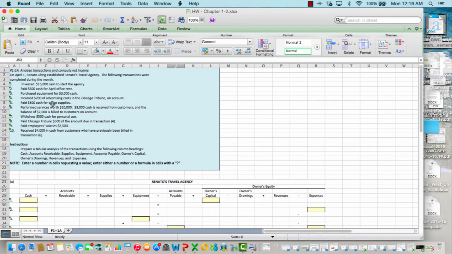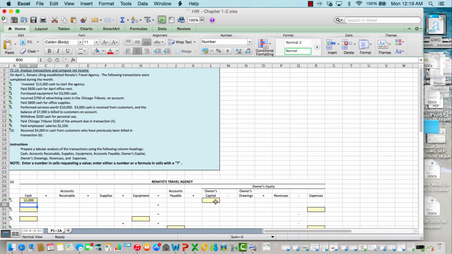The first one, we're going to do the first one together. Renato invested $15,000 in cash to start the agency. Remember, investment is going to affect owner's capital, and cash is going to affect the cash account. So, remember that you put in the number as either plus or minus. If it's going to be plus, you don't need to put the plus for it in Excel. Just put the dollar amount, which is $15,000.